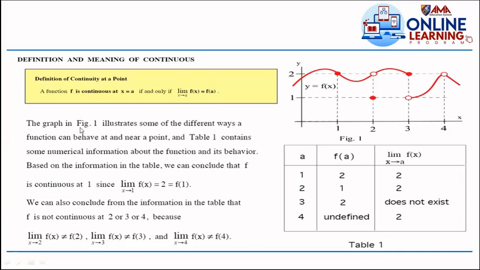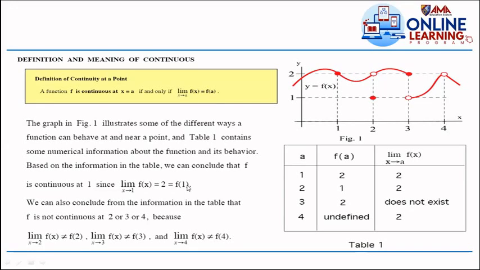So, the graph in figure 1 illustrates some of the different ways a function can behave near a point. And table 1 also contains some numerical information about the function and its behavior. Based on the information in the table, we can conclude that f is continuous at 1 since the limit of the function of x as x approaches 1 is equal to 2, and it's also equal to the function of 1, which is equal to 2.